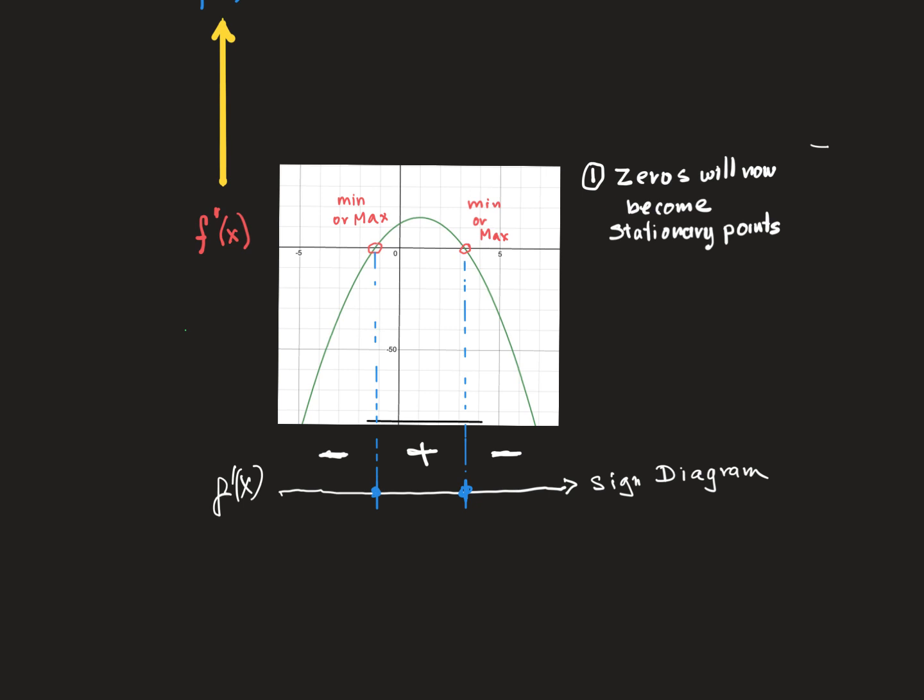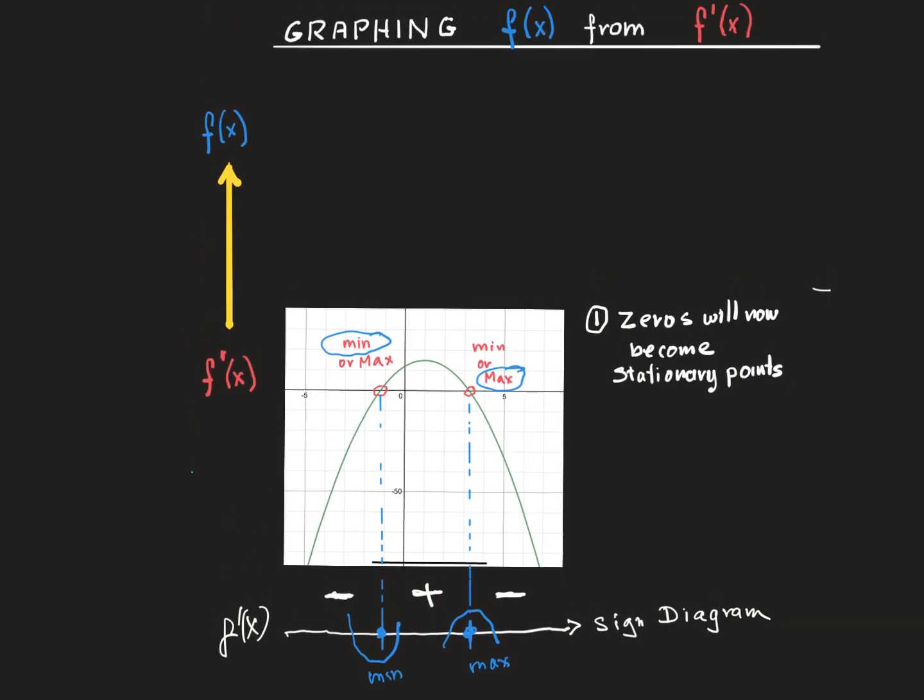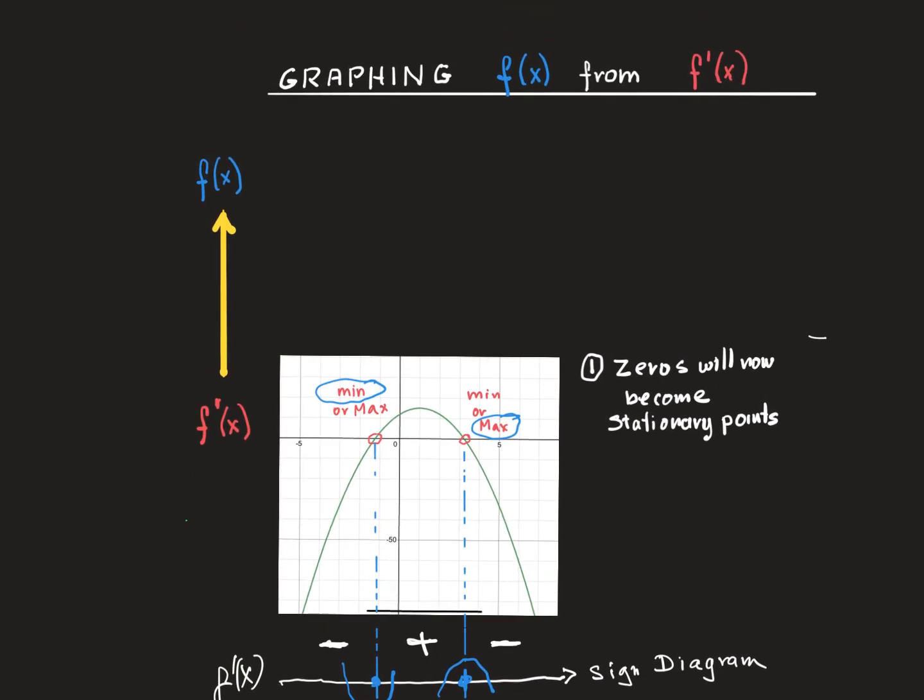So a negative followed by a positive will mean that this is going to be a minima. And a positive followed by a negative is going to mean that this is going to be a maxima. Okay, so now I know that this point is going to be minimum and this point is going to be maximum. So I can now start drawing the original function up there.